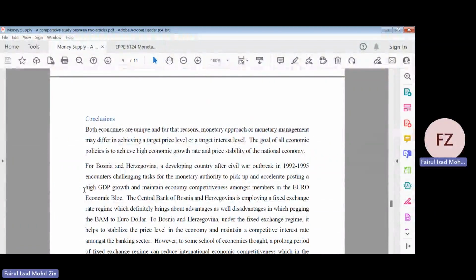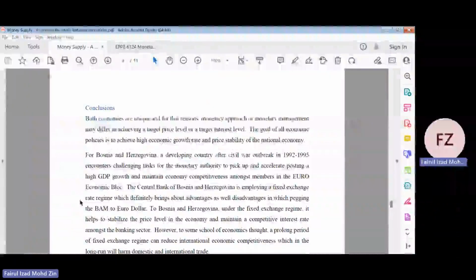Bosnia and Herzegovina is a developing country, after the civil war from 1992 until 1995, and encounters challenging tasks for the monetary authority to pick up and accelerate high GDP growth and maintain economic competitiveness amongst members in the Euro economic bloc. The Central Bank of Bosnia and Herzegovina employs a fixed exchange rate regime, which definitely brings about advantages as well as disadvantages, in which the BAM is pegged to the euro.